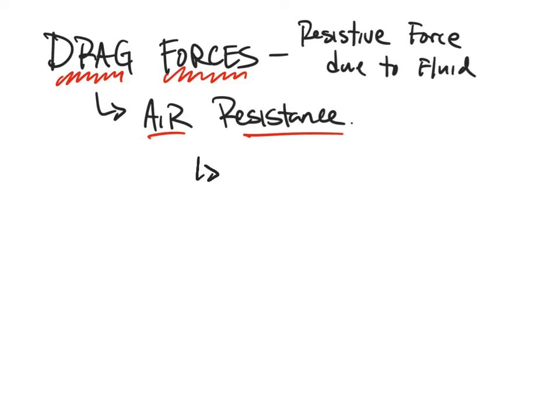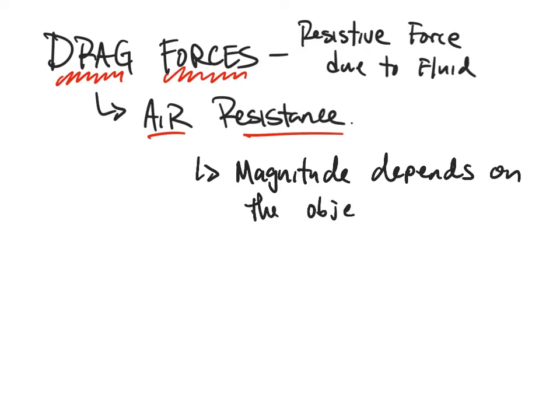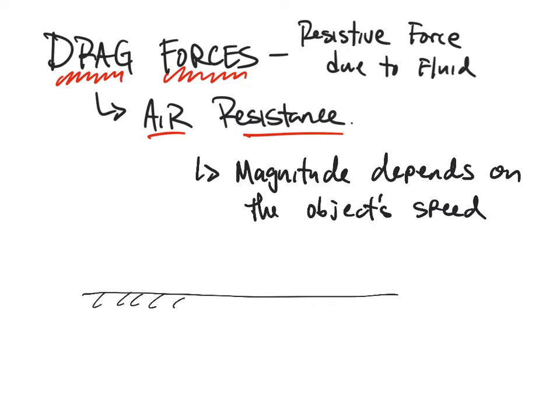But I just want to point out right now that the magnitude of the force of air resistance depends on the object's speed. What do I mean by that? Well, if you think about this carefully, it might be fairly obvious. Imagine here's a road, and I've got a car driving down the road. Let's imagine that it's going in this direction.